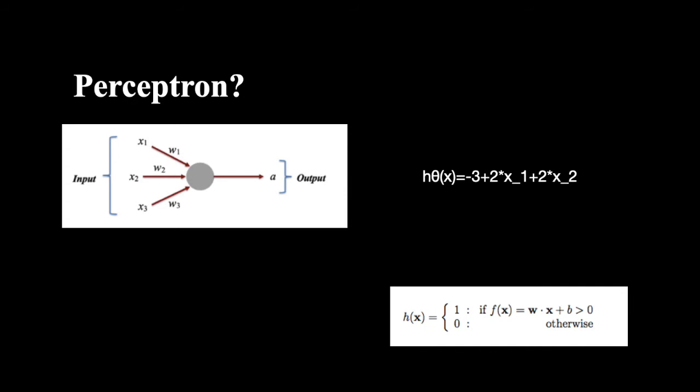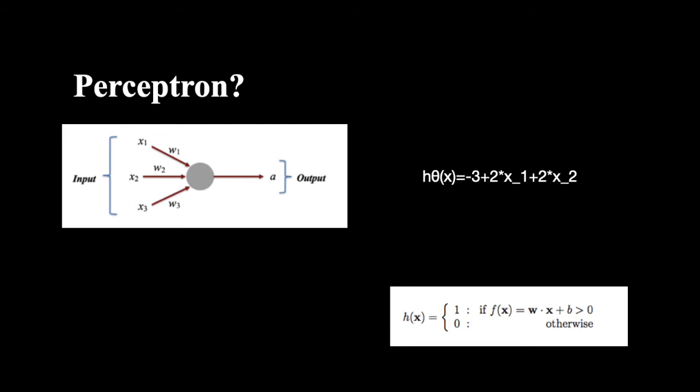Suppose we have a model h(x) equal to minus 3 plus 2x1 plus 2x2. When x1 and x2 are equal to 1 at the same time, the output is positive, and if they are different, they will get negative numbers. This is actually the logical AND, called an AND gate. Our perceptron will classify the input according to whether the output is greater or less than 0. This is a single-layer perceptron.